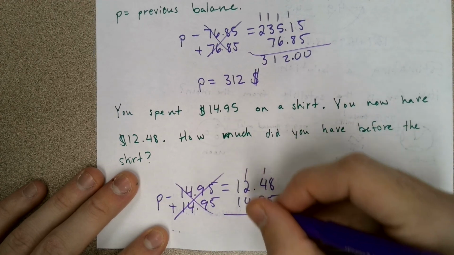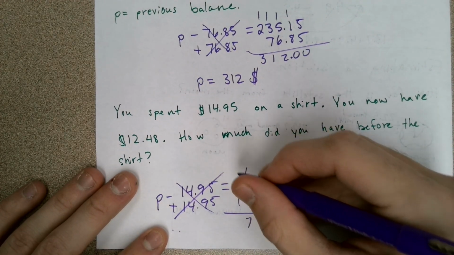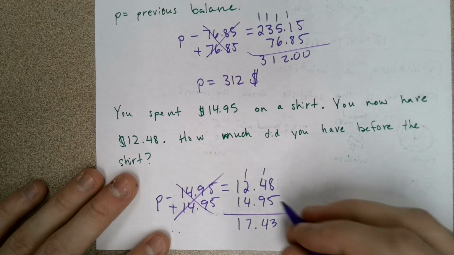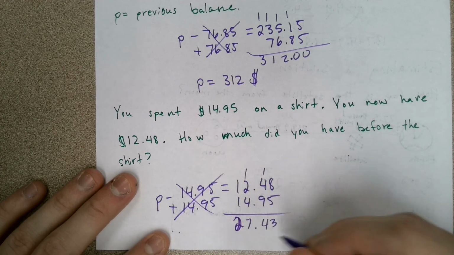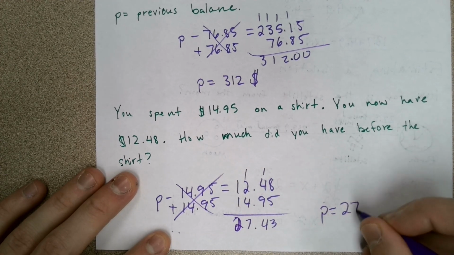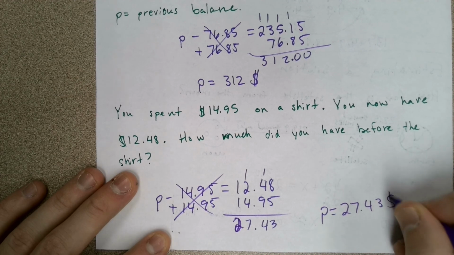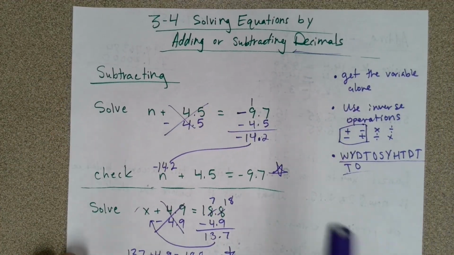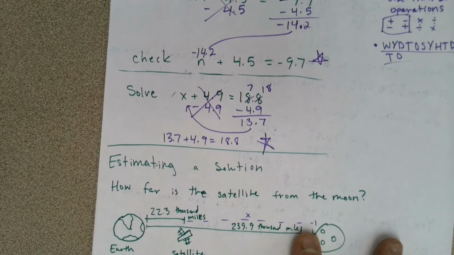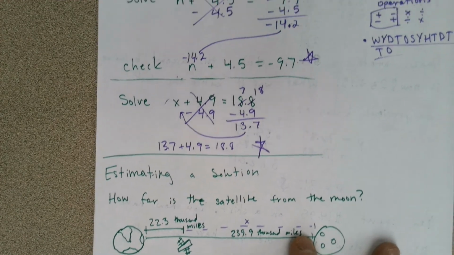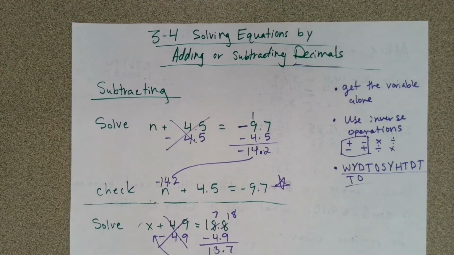Those cancel out. Quick math here. 13, 14. Oh, yeah, that's a 2. Previous balance was $27.43. All right, those are a lot of strategies that we've seen before. Solving equations. Big thing to remember, keep those decimal places in line. Get some good practice. Use your estimating to double check your work. Crush this lesson.